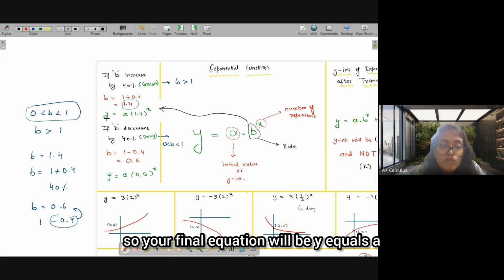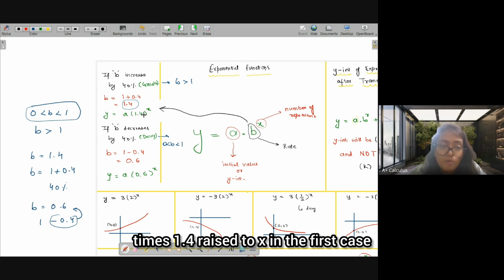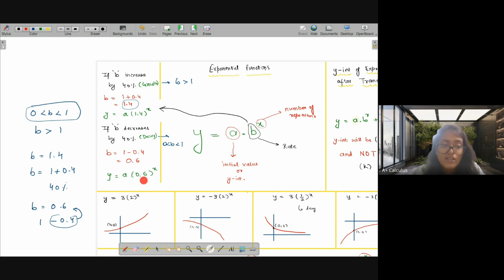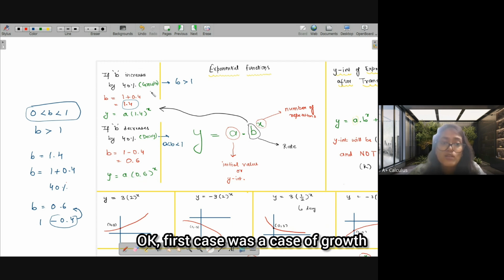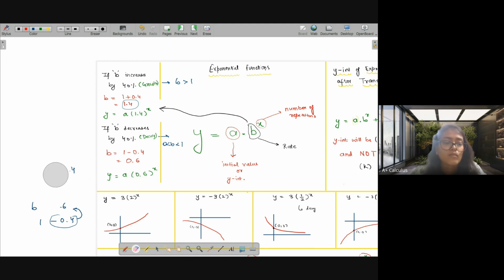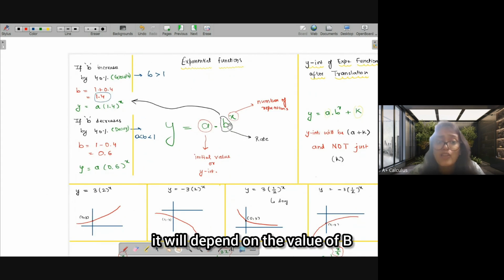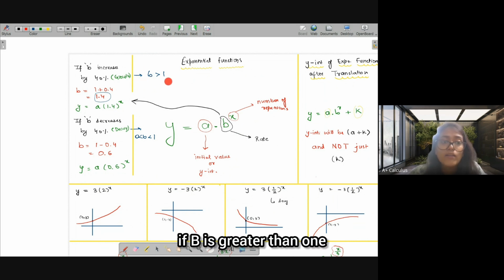So your final equation will be y equals a times 1.4 raised to x in the first case. And in the second case, your final equation will be a times 0.6 raised to x. The first case was the case of growth. The second case is the case of decay. So whether the given equation is a case of growth or decay will depend on the value of b. If b is greater than 1 in this equation, then it's the case of growth. And if it is between 0 and 1, so here it is 0.6, then it's the case of decay.